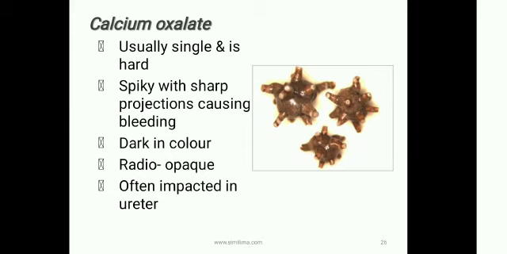The first is about calcium oxalate stone. Calcium oxalate stone is usually single and is very hard. They have spikes with sharp projections, and this sharp projection can cause bleeding. So the patient will present with blood in the urine, because these sharp projections will break the urinary bladder, or they can even break the ureters. When it passes through the ureters, it will break the mucosa, and that will cause bleeding because of these spiky projections. It is very dark in color. It is radio opaque, so you can even see it on the x-ray.